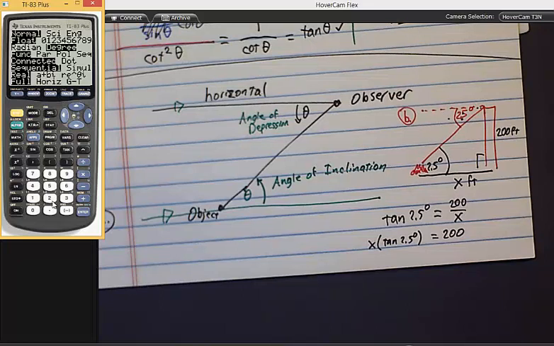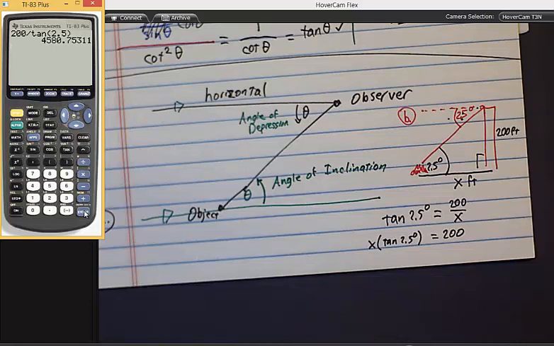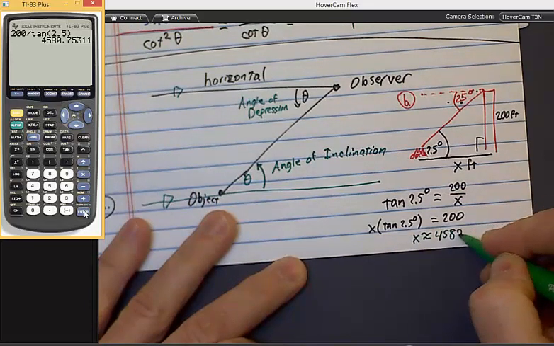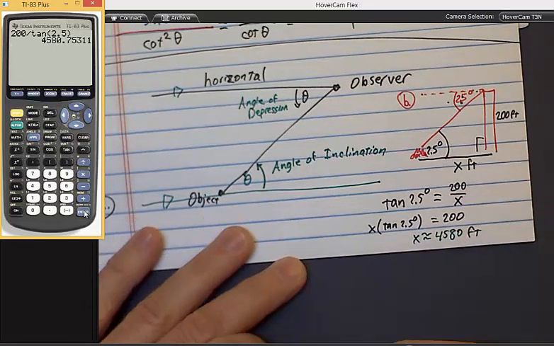So now I'm going to go to the home screen. And I'll say 200 divided by the tangent of 2.5. And again, that's degrees. And so x is 4,580 feet, right? So a little less than a mile away. A little trigonometry helped me do that.